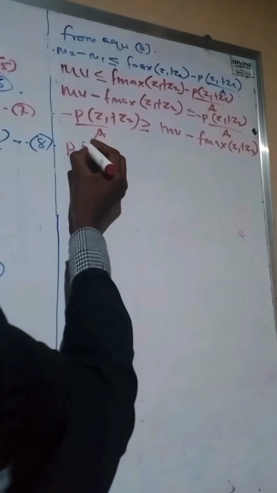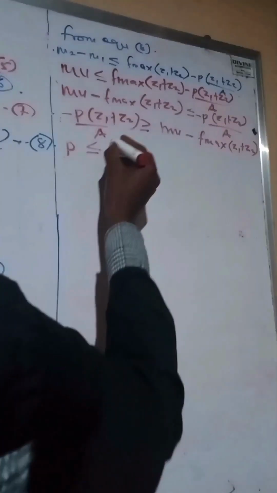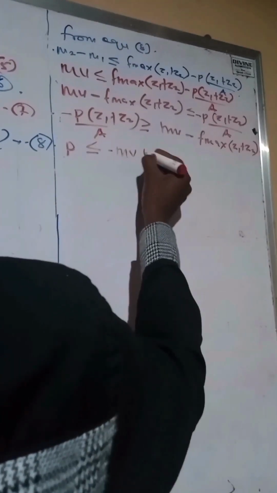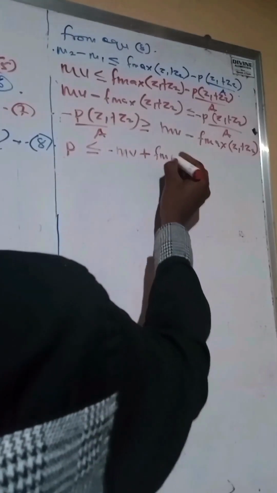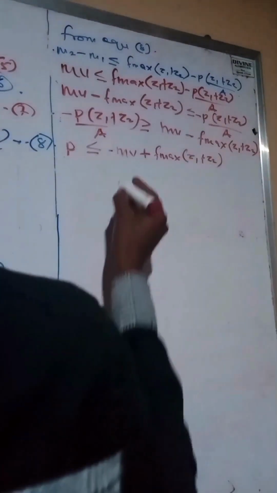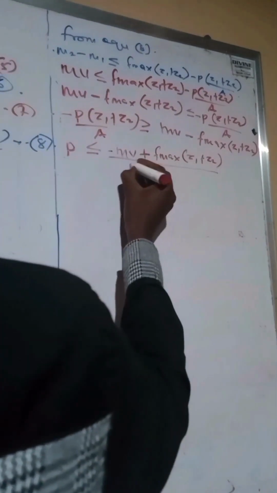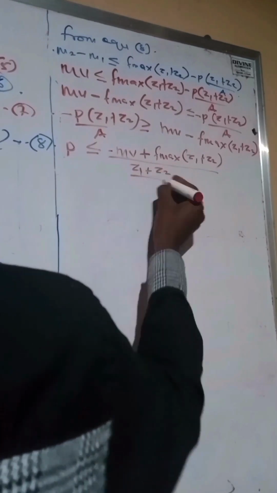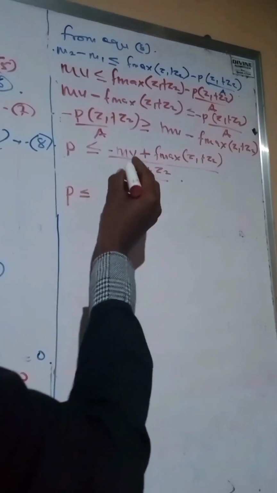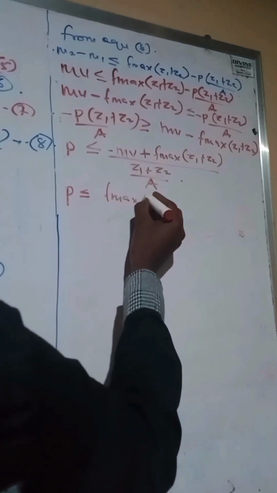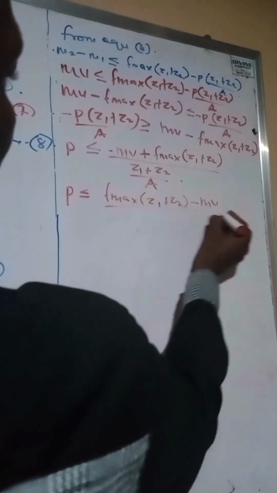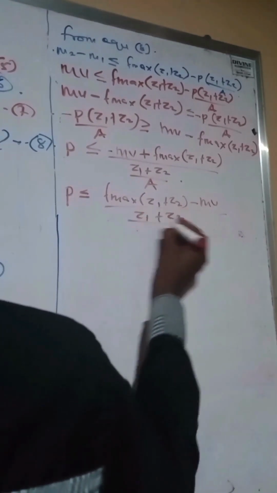The inequality sign changes because of the negative sign, so we'll divide through by negative, so we're going to have P is less than MV. This becomes negative here, this becomes positive here, F maximum bracket Z1 plus Z2, all over Z1 plus Z2 over A. So finally, we can say that P is less than F maximum Z1 Z2 minus our moment variation over Z1 plus Z2 all over A.